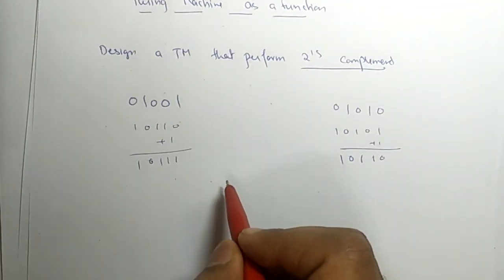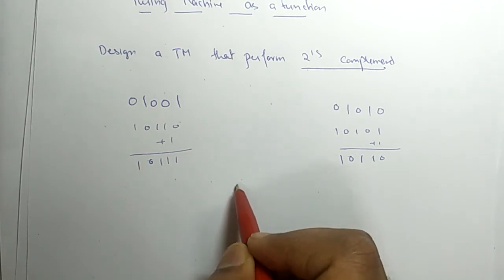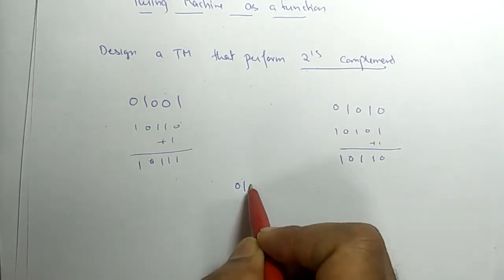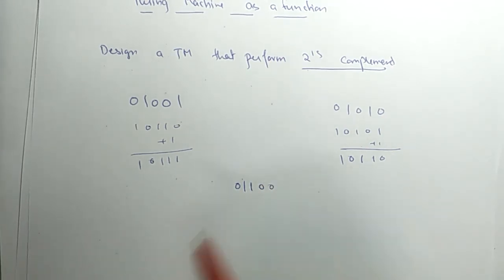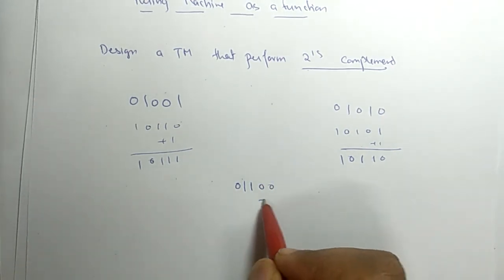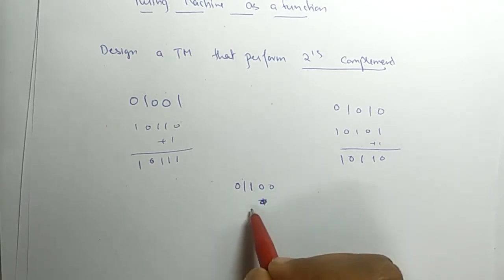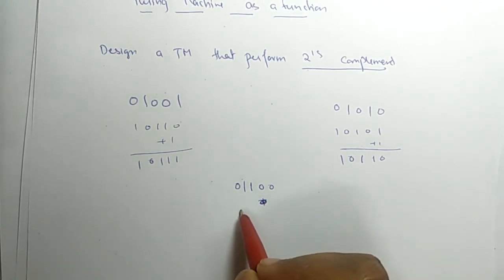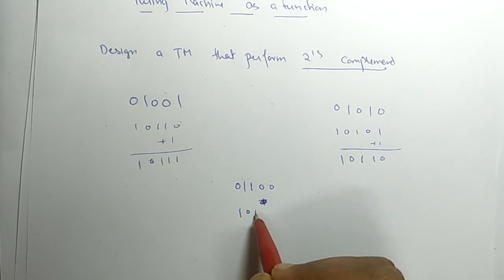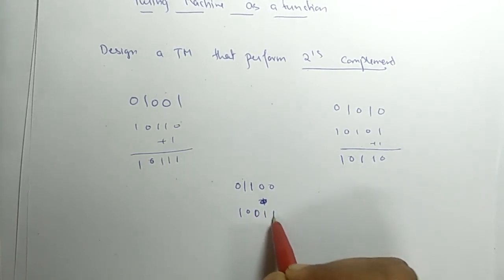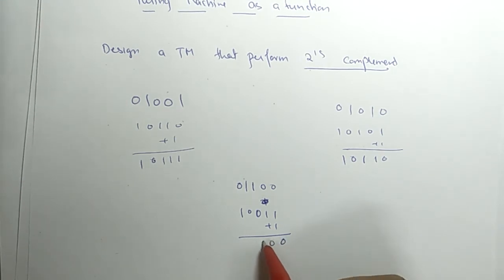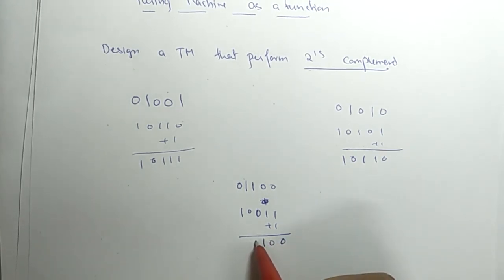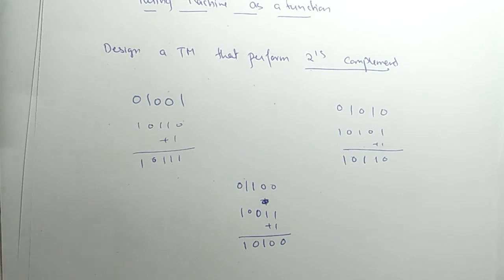Suppose we have another number 0 1 1 0 0, and what will be the 2's complement? First find the 1's complement 1 0 0 1 1, then add 1, so it will be 1 0 1 0 0.